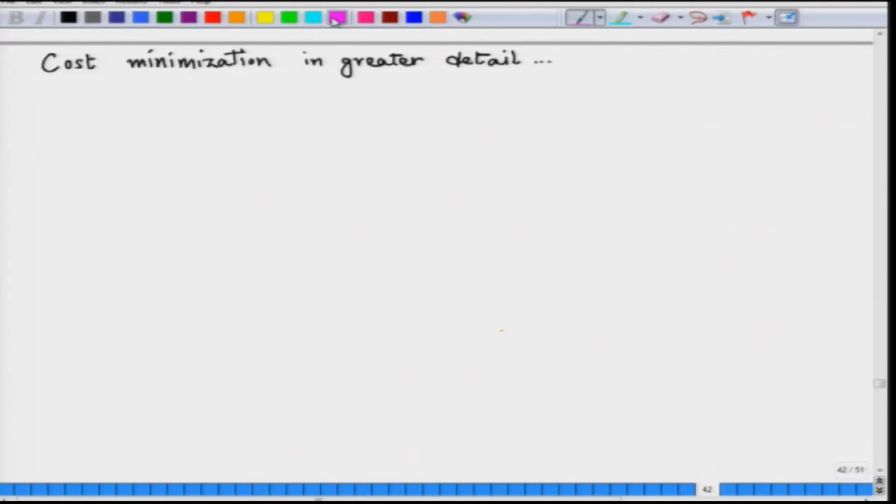So, economists make a distinction between accounting cost and the economic cost by adding opportunity cost to the accounting cost of a production unit. So, let us have a formal definition of opportunity cost.